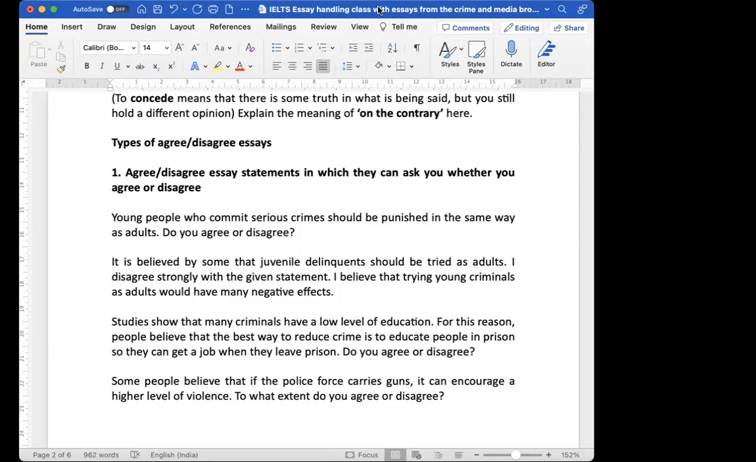All right. Now tell me, whatever I have taught till now, is that clear? Yes, ma'am. Now look at this essay. Studies show that many criminals have a low level of education. Now, is this a fact or somebody saying? Studies show that many criminals have a low level of education.